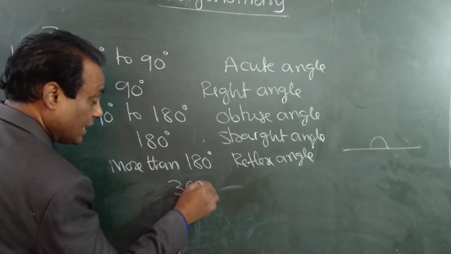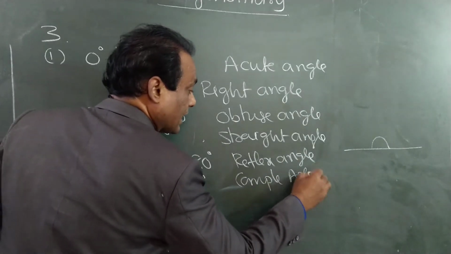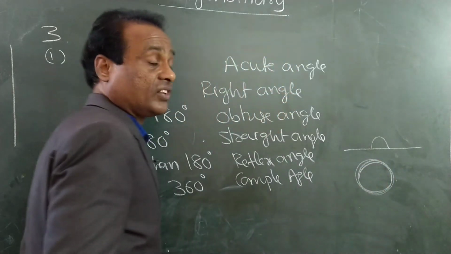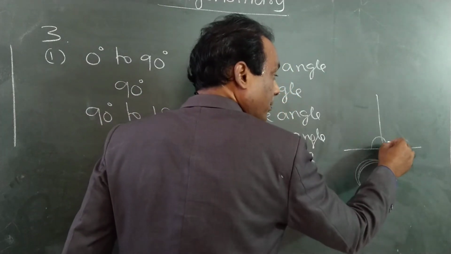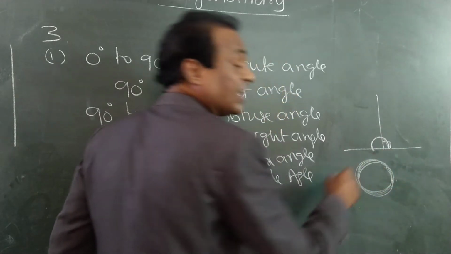And 360 degrees is called complete angle. That means if you complete, this total angle will be 360 degrees. If you draw a straight line, perpendicular line, this is 90 degrees. This total is 180. This total is 360.